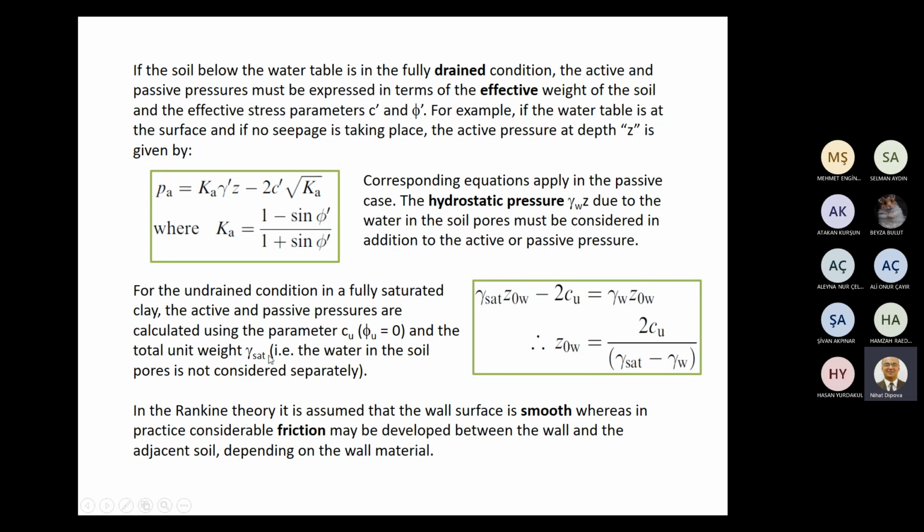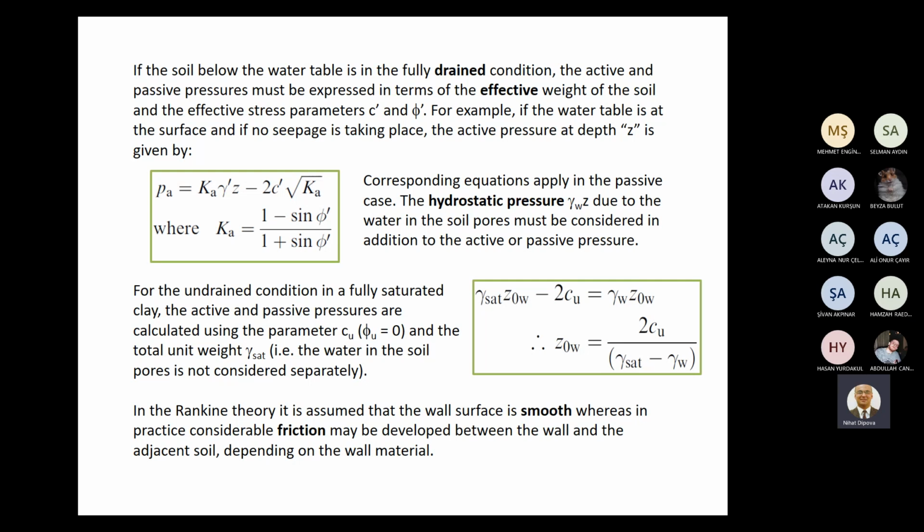Remember from soil mechanics, water in the soil pores saturated, all the volume occupied by water. In the Rankine theory, it's assumed that the wall surface is smooth, whereas in practice considerable friction may be developed between the wall and the adjacent soil depending on the wall material, but in this theory it's neglected.